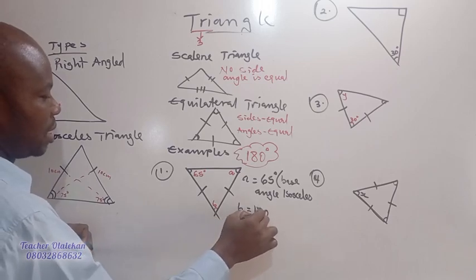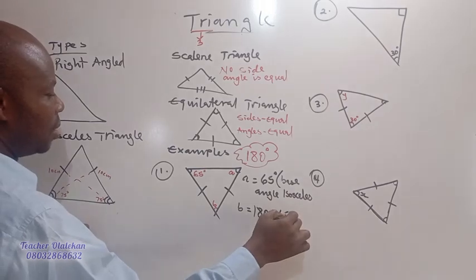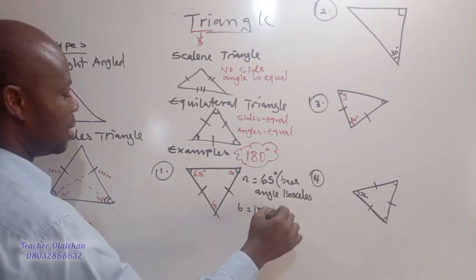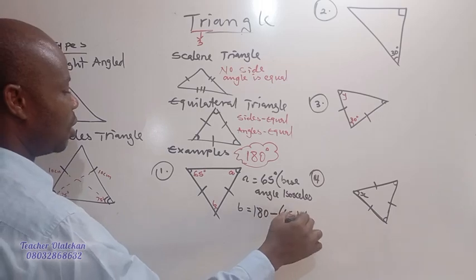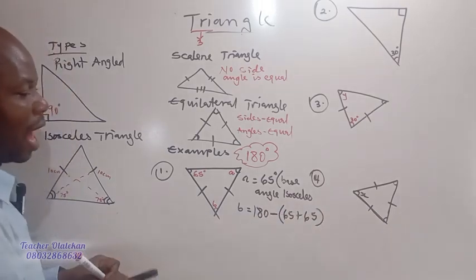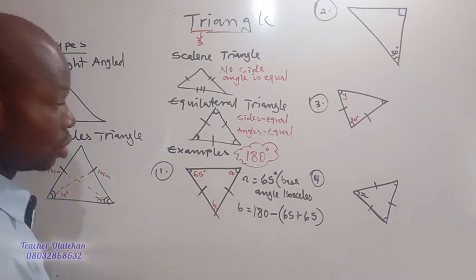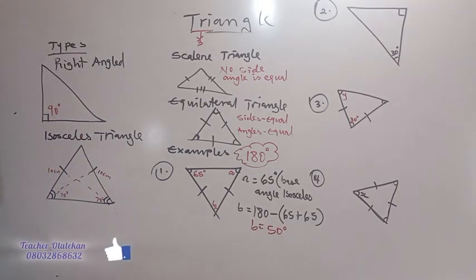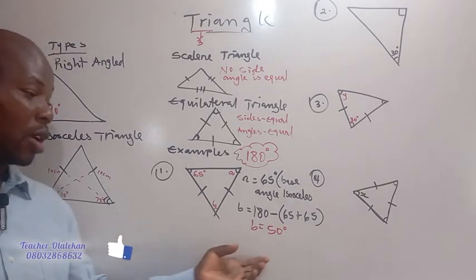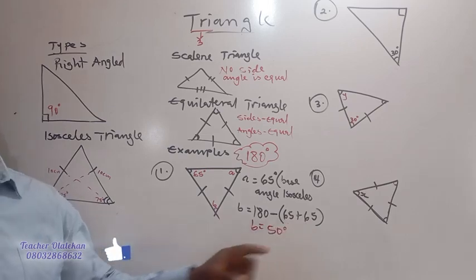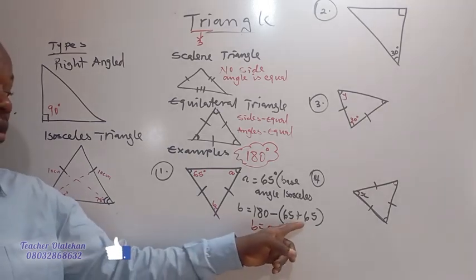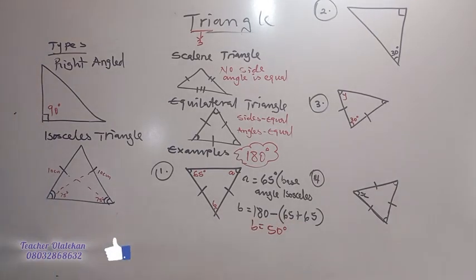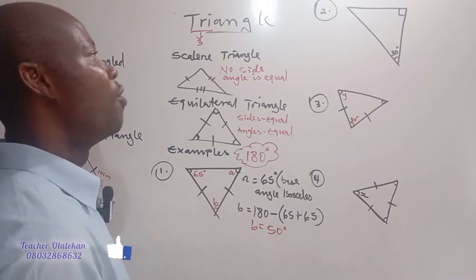So that will be 180 minus 65 minus 65, because it is the angles in the triangle. So that means our B is going to be 50 degrees. Do you understand? Our B is 50 degrees because 65 plus 65 is 130, and 180 minus 130 gives us 50. So 180 minus 130 gives us what? 50.